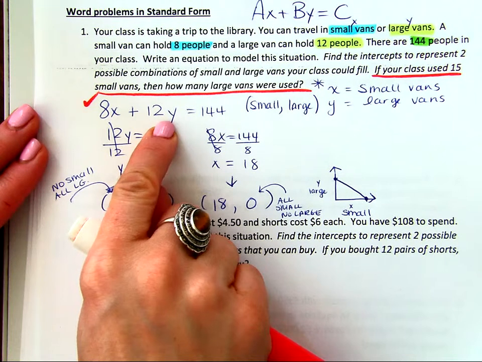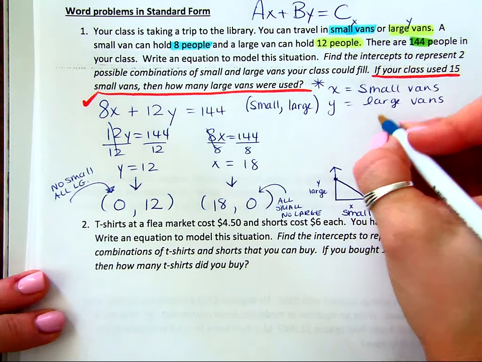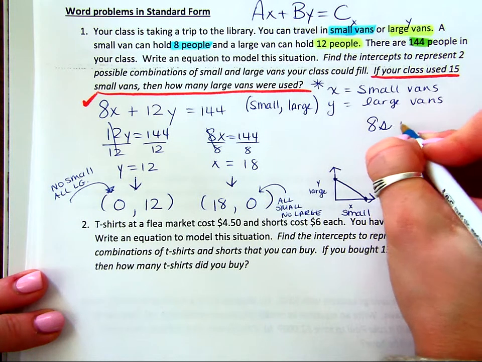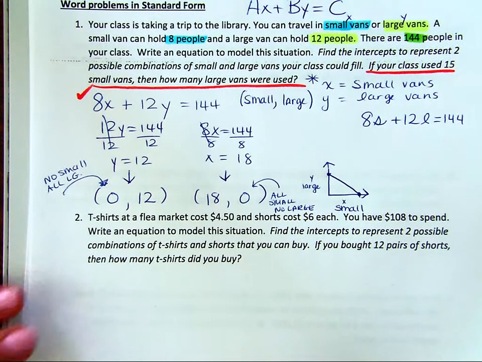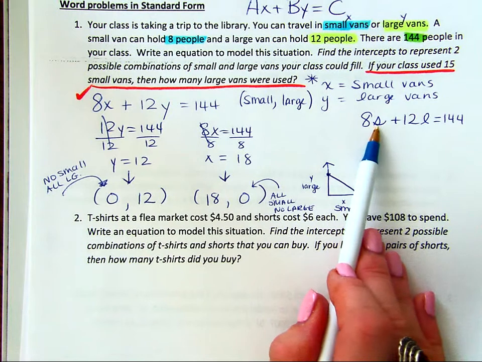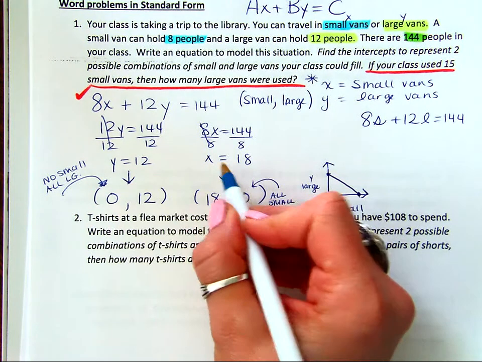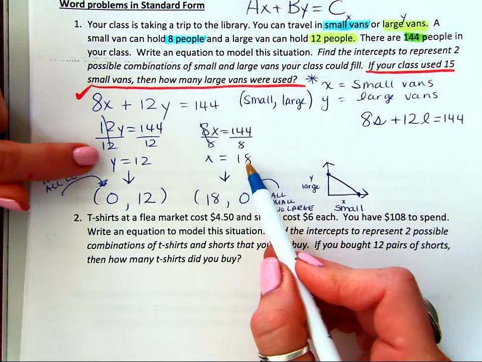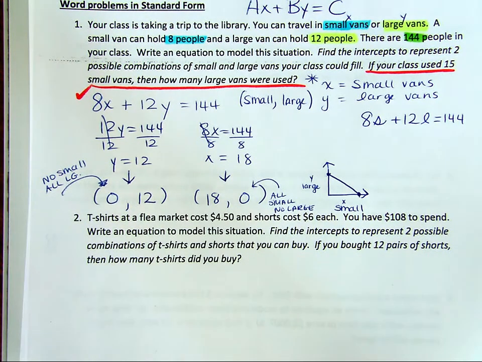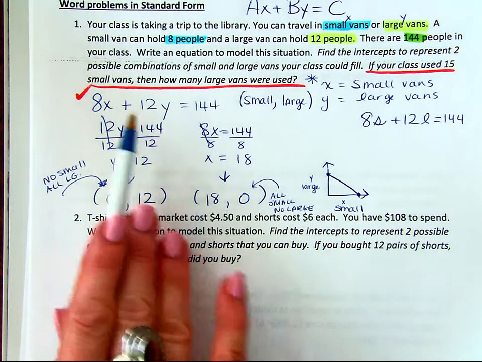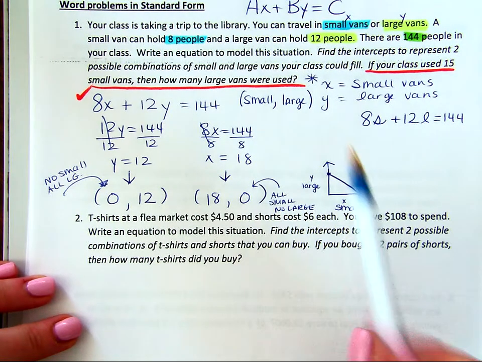And remember how we used H for hours last time? Could I have written my equation 8S plus 12L for large equals 144? You can do that, okay? If you do that, when you get this, you would have gotten S equals 12 and L equals 18, and then it would have been hard to know which spot to put it in, right? So it's kind of a toss-up. So here's the thing. You just need to know, that's why this is so important. Because you have to know where to put 15.